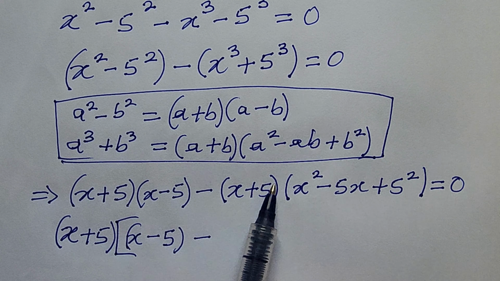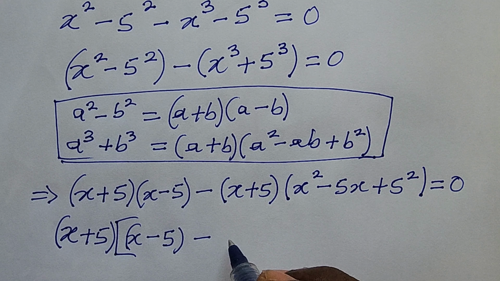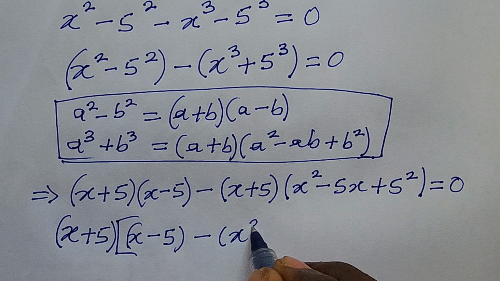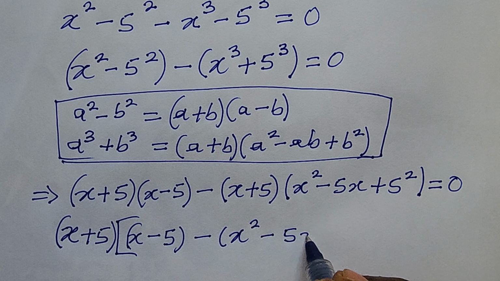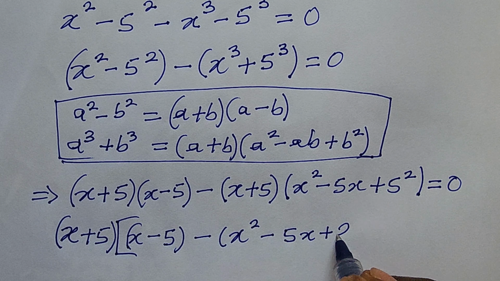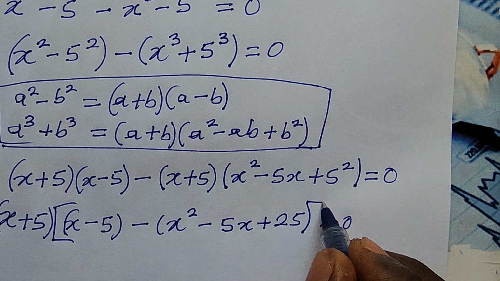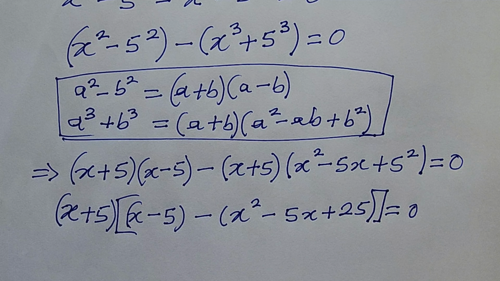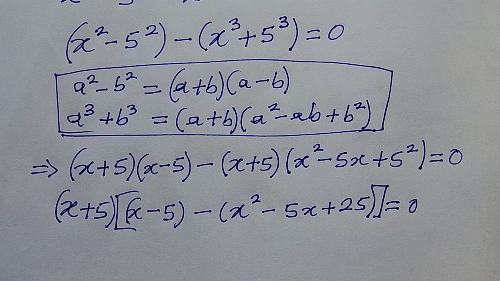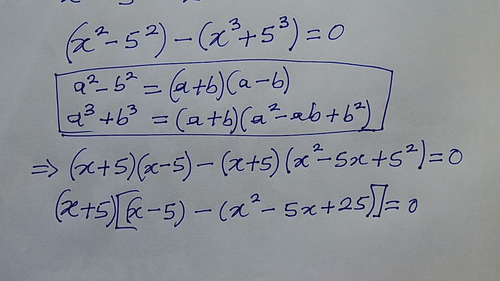We use this to divide this, so we are left with this. So we now have here bracket x to the power of 2 minus 5x plus, it will give us 25 close bracket, everything equal to 0. Let's include our square bracket here. Alright, now we can go ahead and open up this bracket here.